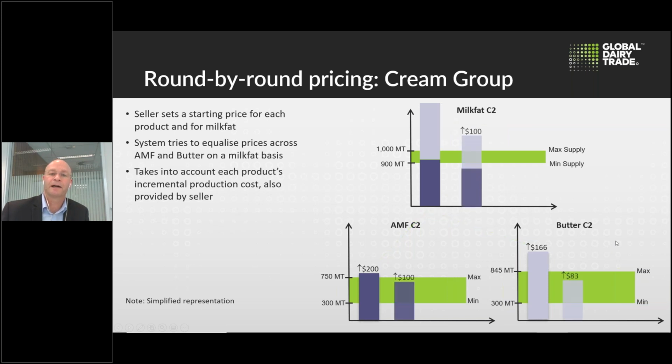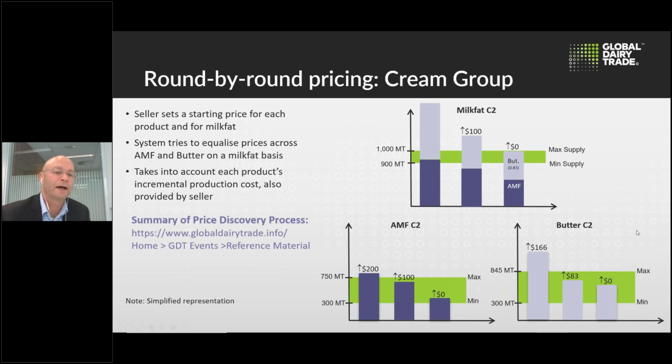And then we go another round, just coming to the end of the presentation. A $100 increase will flow through, and then again, once milk fat is in equilibrium, then there's zero increases in price, and that's reflected in the individual products. Now, this is a very simplified representation, and there's quite a lot of different constraints and factors that can mean that in practice, in any given bidding round, the price changes may not be exactly proportionate to how I've discussed, but that's conceptually how it works.